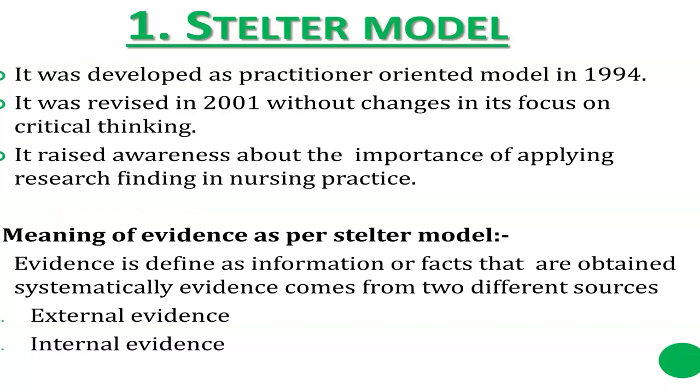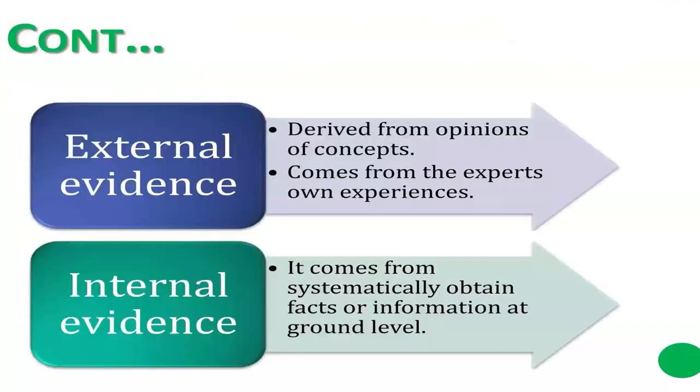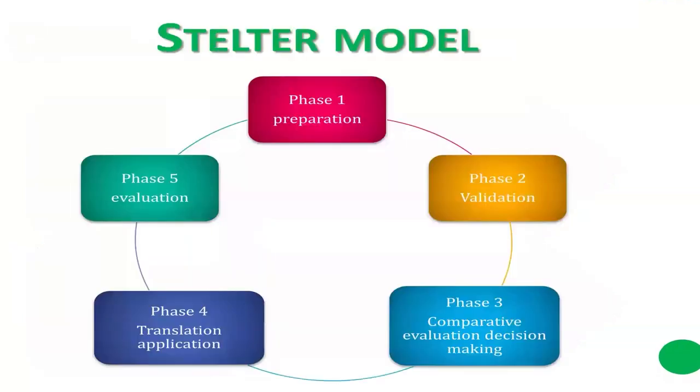The meaning of evidence as per the Stetler model is that there are two different types of information or fact which are obtained systematically, and could be from two different sources, external and internal evidence. So what is external evidence? That is derived from opinions of experts and comes from the experts' own experiences. And internal evidence comes from systematically obtained fact or information at ground level. Isn't it?